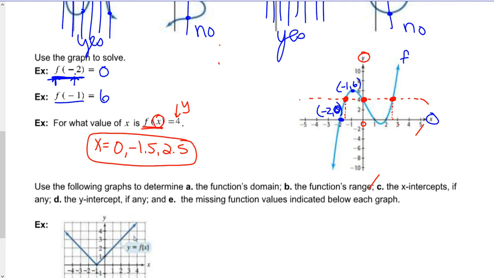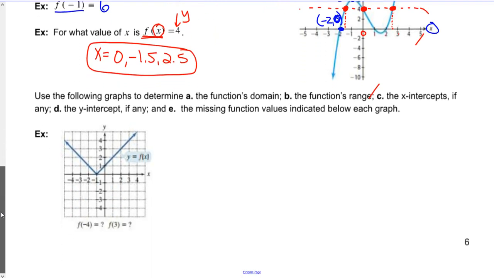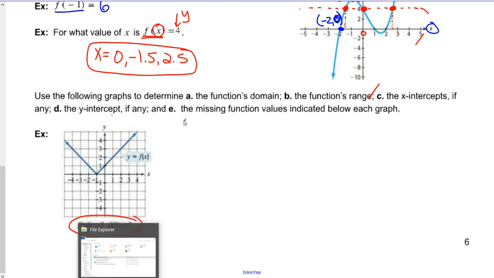Now, we are going to look at determining multiple pieces or characteristics about a function just by giving its graph, okay? So, use the following graphs to determine A, the function's domain, B, the function's range, C, the x-intercepts, which is where they cross the x-axis, the y-intercept where it crosses the y-axis, if there are any, and the missing function values indicated below the graph. So it means these guys right here. Okay? So let's start with A.